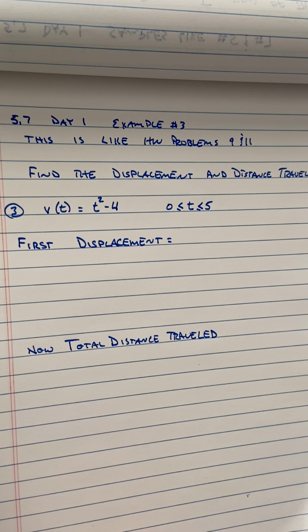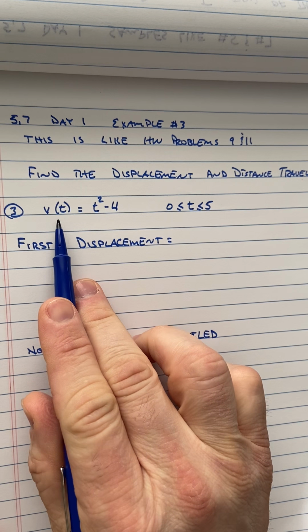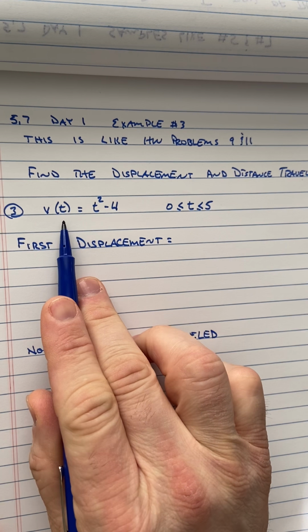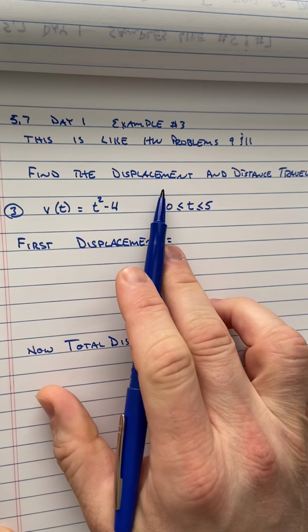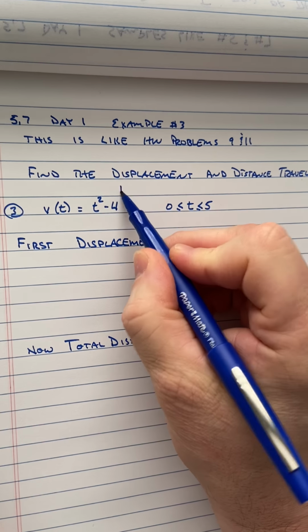Now here's how to do the next couple of problems in your homework assignment, problems 9 and 11. Find the displacement and total distance traveled. They give you a velocity machine. Remember, the area under the velocity curve is the displacement, and displacement is the net distance traveled.